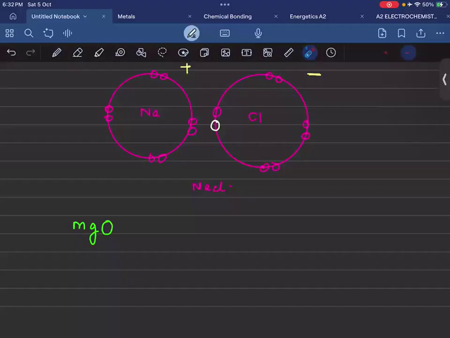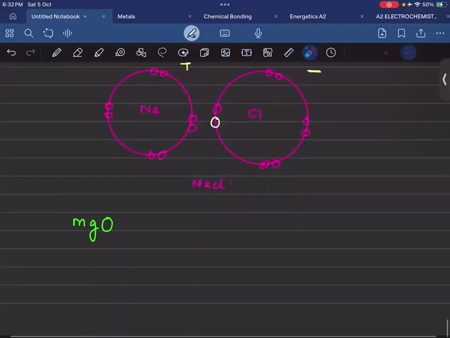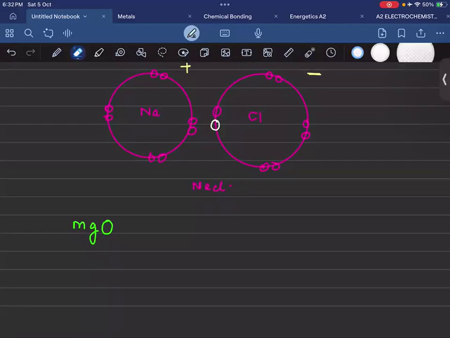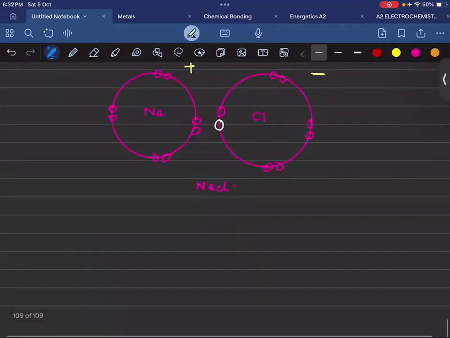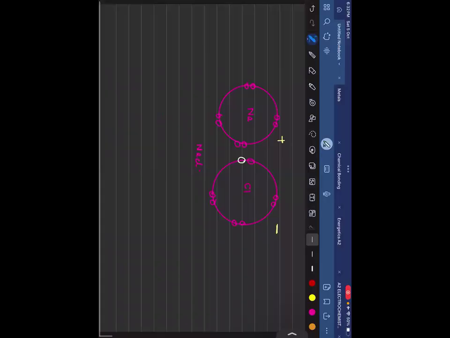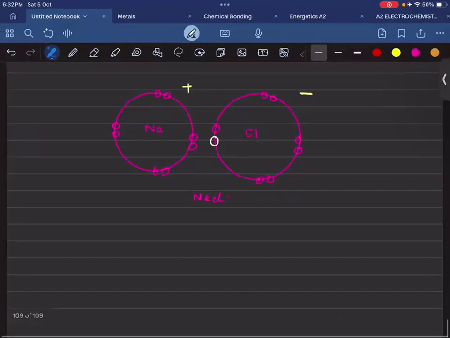So hopefully you made magnesium oxide. Basically, I need to draw a dot and cross diagram. How can we make it in an efficient, smart manner? You are supposed to look at the periodic table and then just see the group number of magnesium.